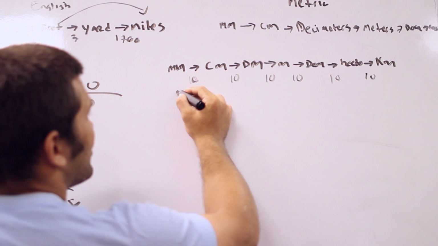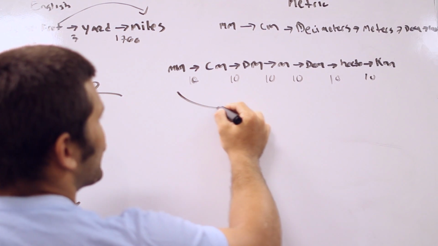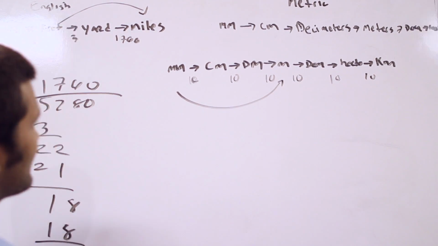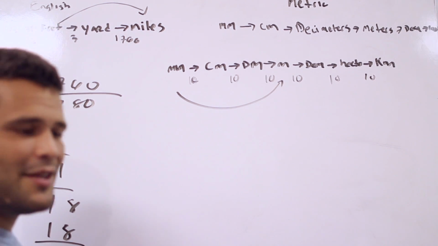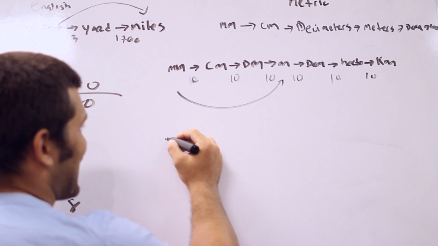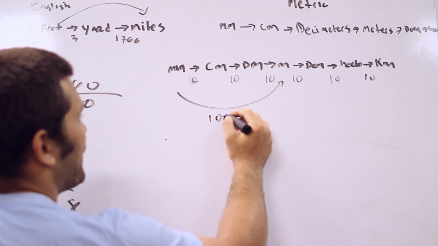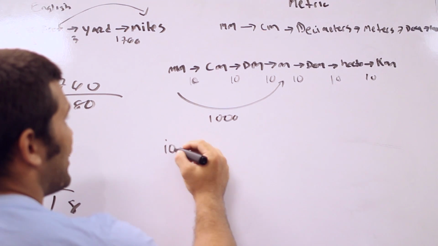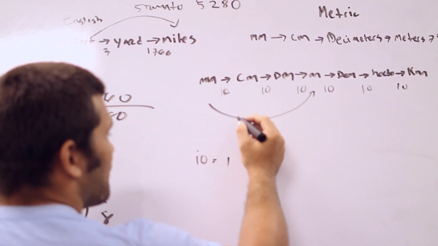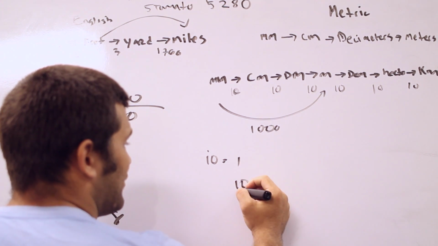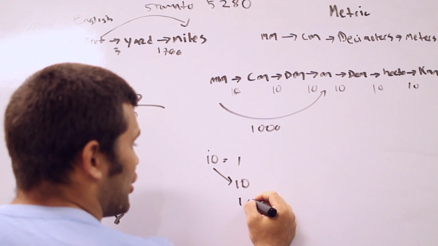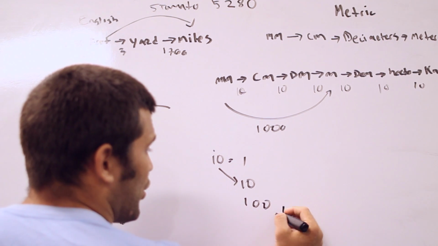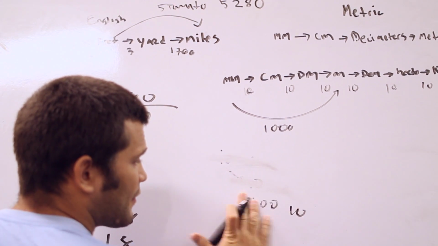From millimeters to meters. 30. No. 1,000. Because remember, 1,000. Because 10 equals 1. So we have 10 of the other one. 10 times 10 equals 100. And if you have 10 of the other one is 1,000, right? Yes. Does that make sense?